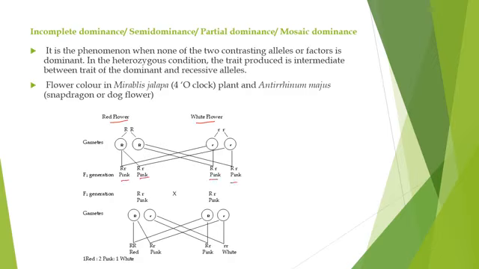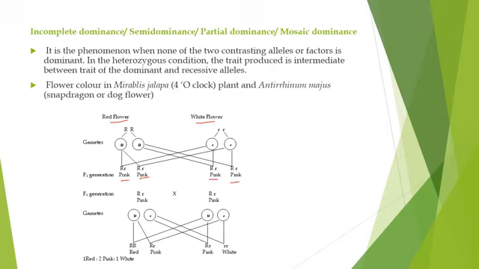So here is a classic condition in which you don't find the red color being expressed and neither the white flower. So there is no dominance in this. Here you find an intermediate character between these two, which is pink. Such a phenomenon was not explained by Mendel, and this is what we call incomplete dominance, semi-dominance, partial dominance, or mosaic dominance. The example I have given is Mirabilis jalapa, the 4 o'clock plant. In Assamese we call it Godhuli Gopal, and Antirrhinum majus, or snapdragon or dog flower.